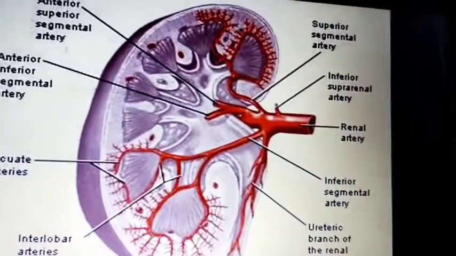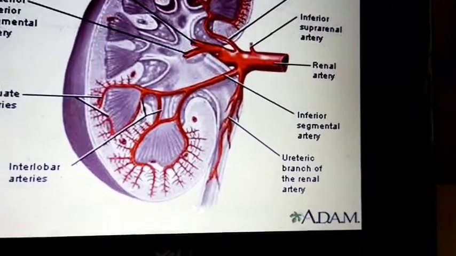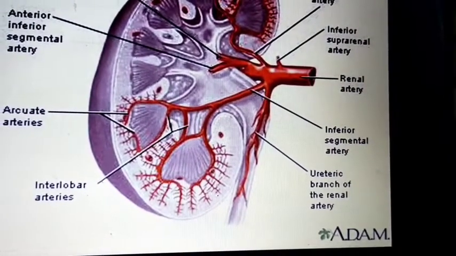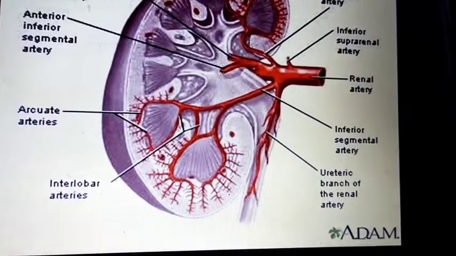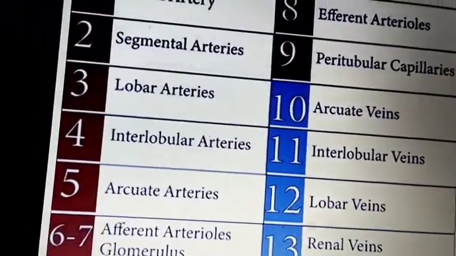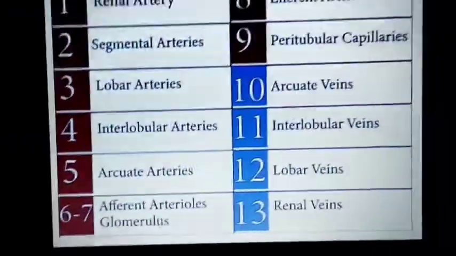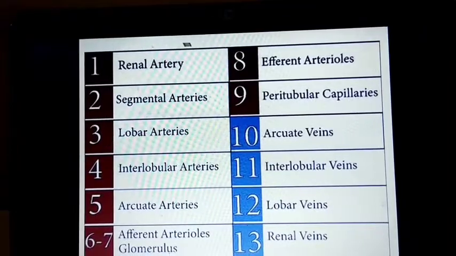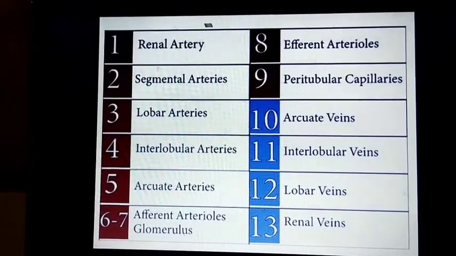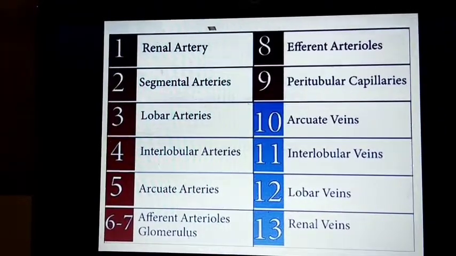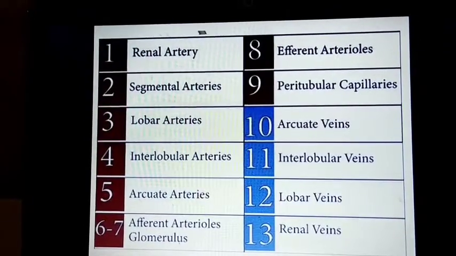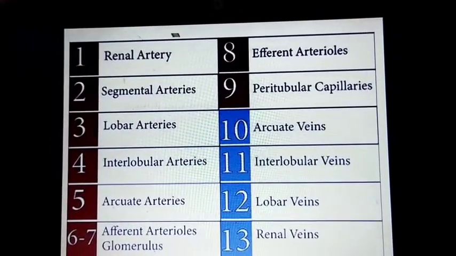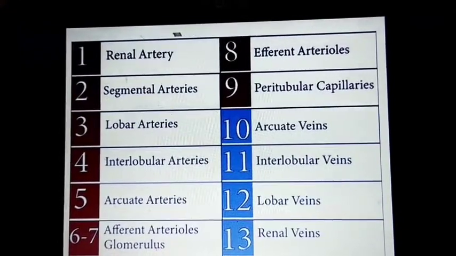Then the blood supply of the kidney is mainly by the renal artery, which divides into the superior segmental artery, inferior segmental artery, ureteral branches and anterior segmental arteries, like that, and gives the blood supply. Mainly, the blood goes from the renal artery into the segmental artery, lobar artery, interlobular artery, arcuate arteries, then afferent arterioles to the glomerulus, efferent arterioles, peritubular capillaries, arcuate vein, interlobular vein, lobar vein, and renal vein.